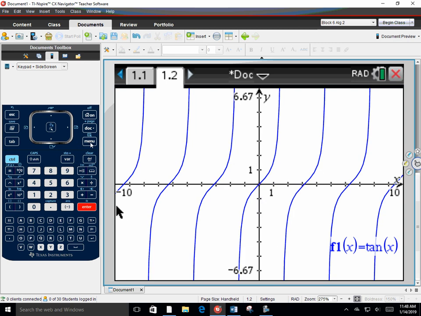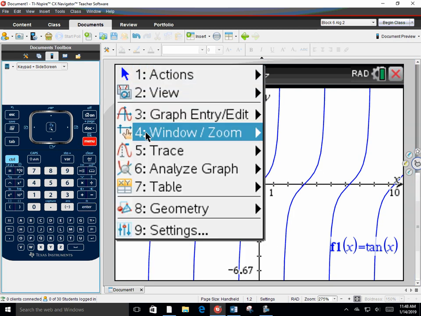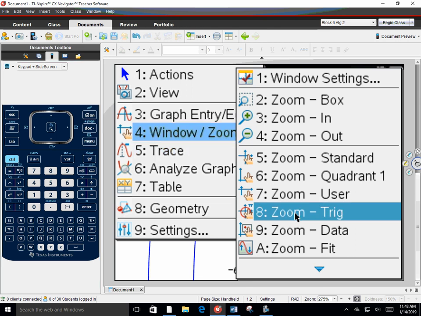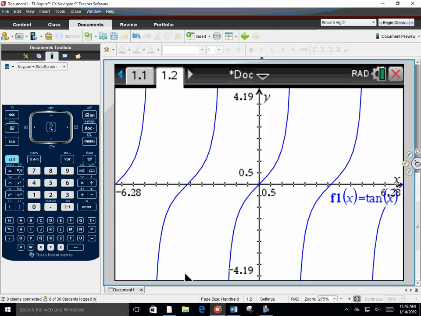And let's actually do our zoom trig. So menu, window, zoom, zoom trig. And that gives me from negative 2 pi over here, right? This is negative 2 pi to positive 2 pi over here. And I see that right here, in between the two patterns, that must be where the negative pi over 2 is. And here we're going to have a vertical asymptote between those two squiggles, and that must be where positive pi over 2 is. So our graph looks like this, and it just keeps repeating the same squiggle shape as we go.